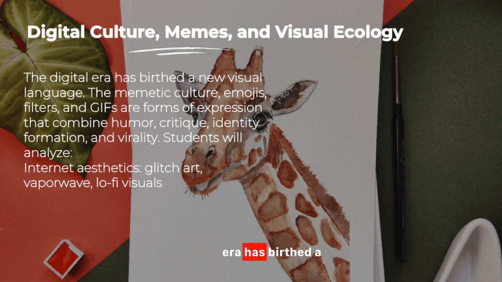Digital culture, memes, and visual ecology. The digital era has birthed a new visual language. The mimetic culture, emojis, filters, and GIFs are forms of expression that combine humor, critique, identity formation, and virality. Students will analyze internet aesthetics, glitch art, vaporwave, lo-fi visuals, influencer branding and image curation, visual storytelling on platforms like TikTok, Instagram, Snapchat, AI-generated, and algorithmically recommended visuals. These practices raise questions about authenticity, attention, value, and authorship in visual creation and circulation.